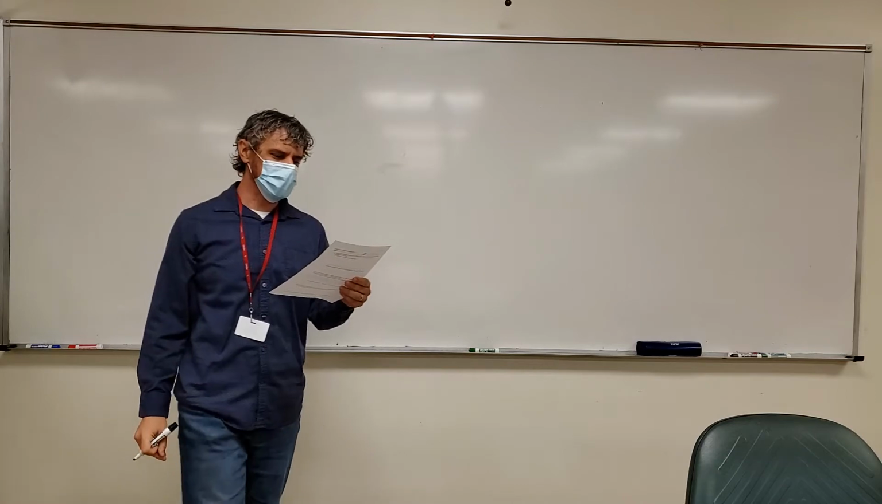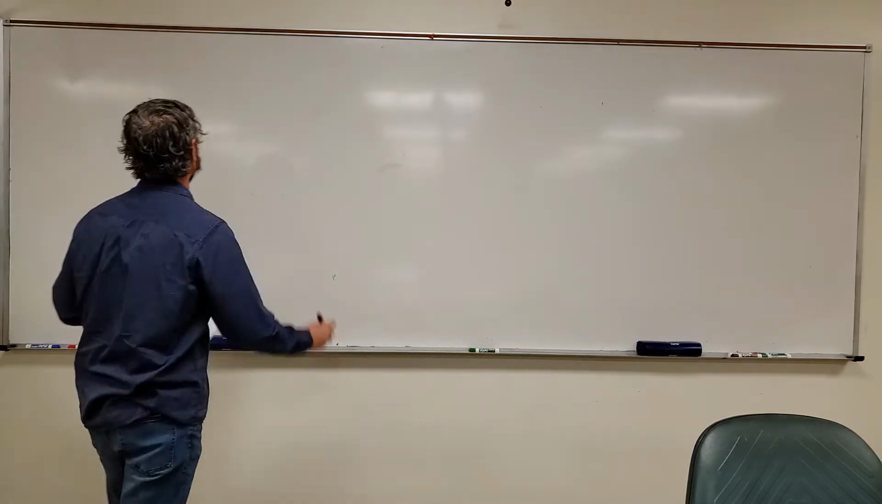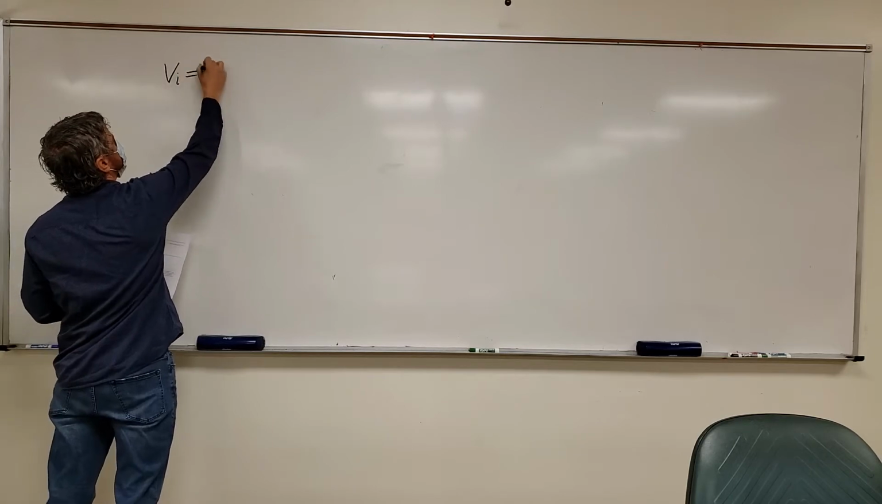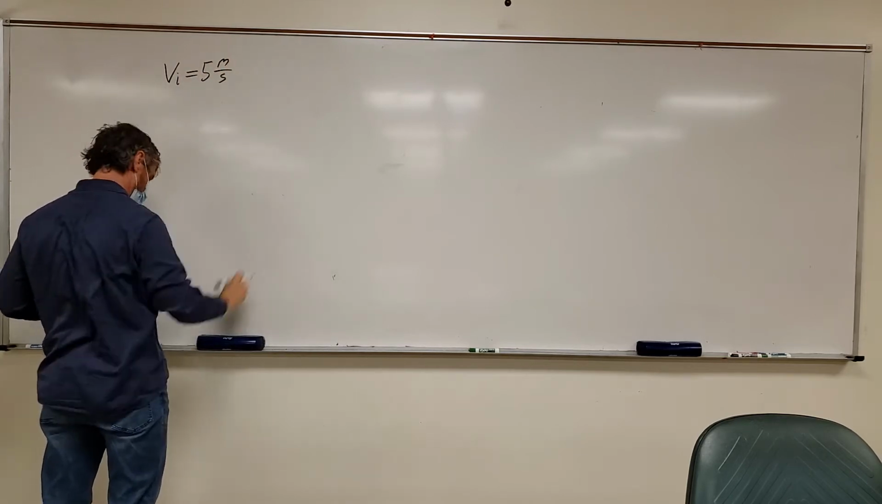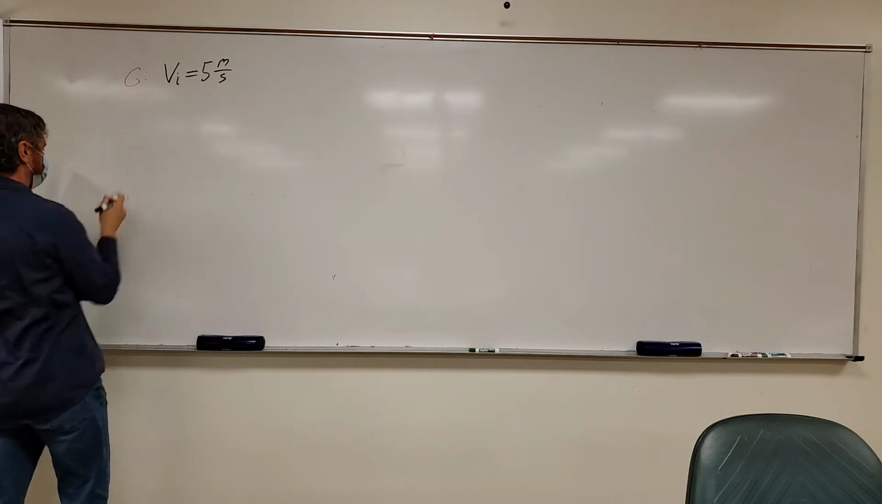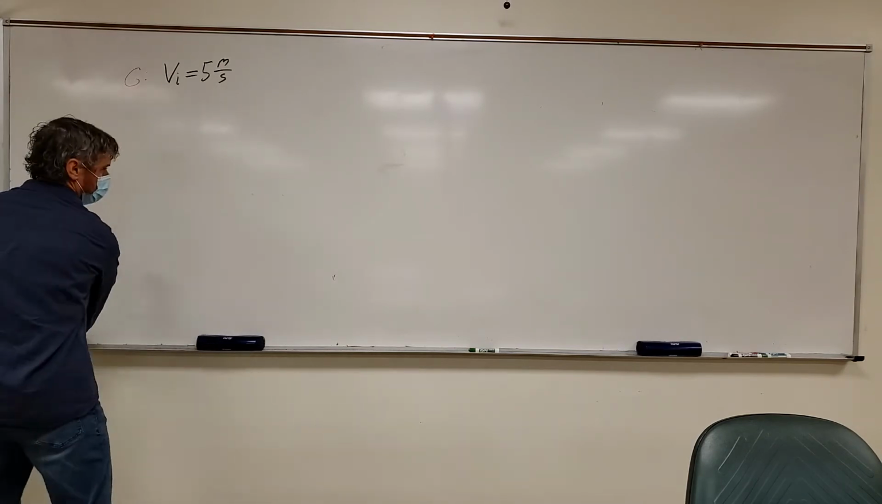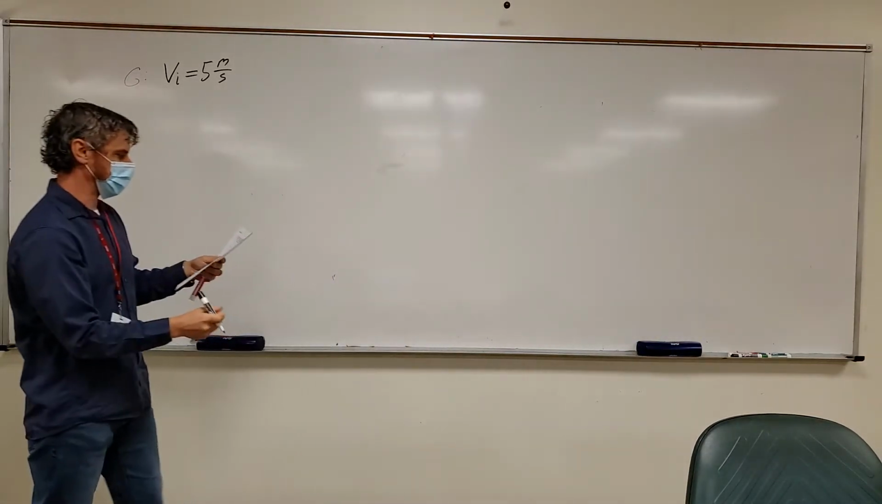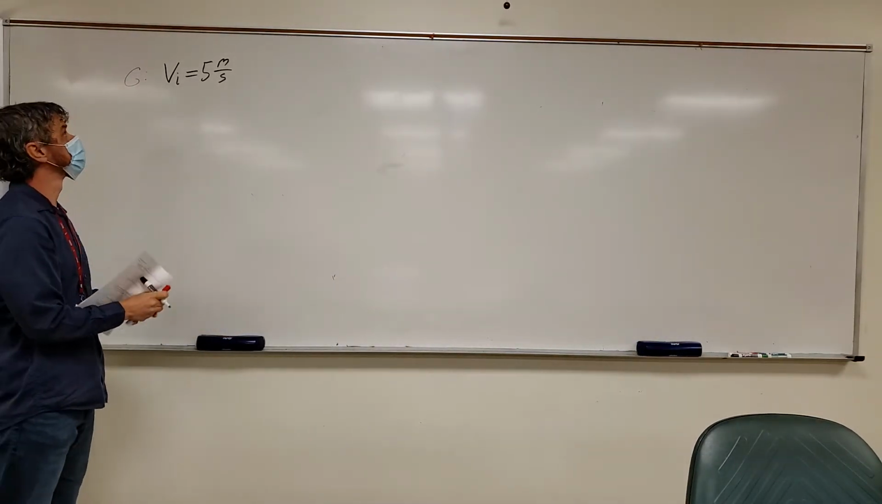Part A says if the ball leaves her hand going upward at 5 meters per second. So I'm going to say my initial velocity is 5 meters per second. This is my given. Writing my givens right now. How high above the ground will it get at its highest point?